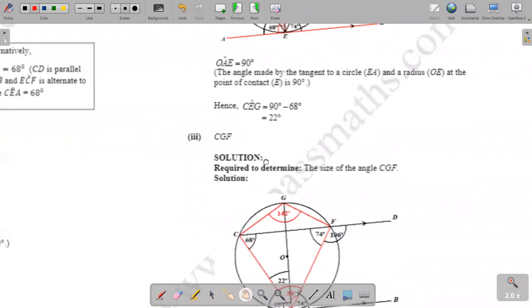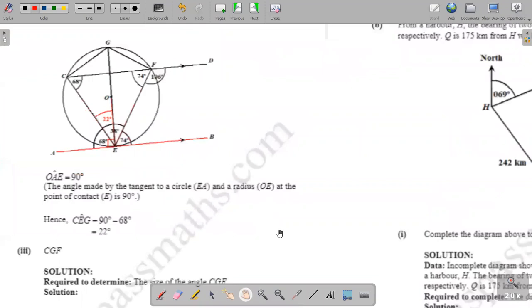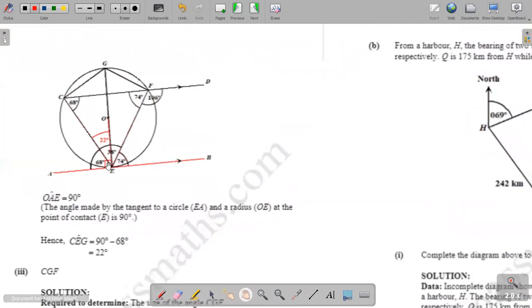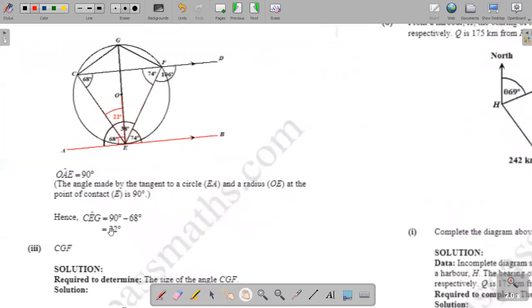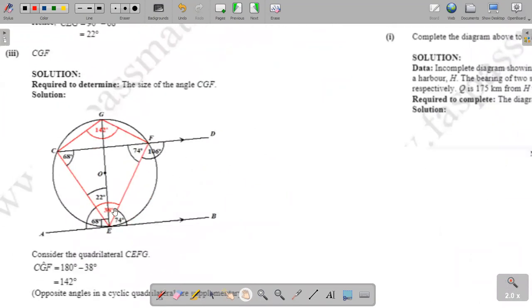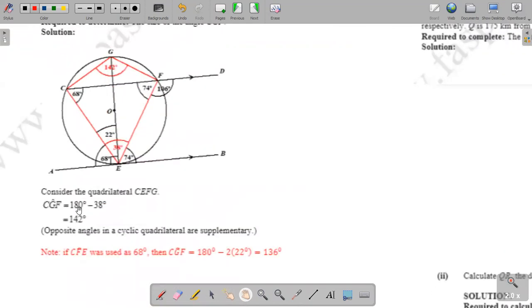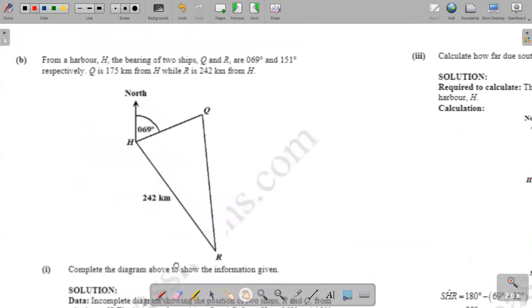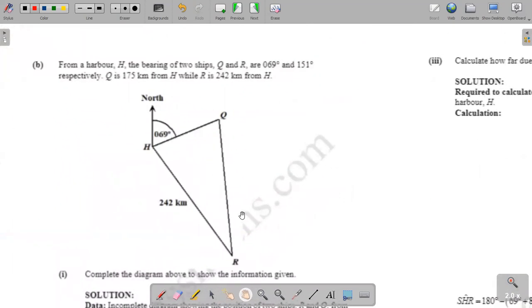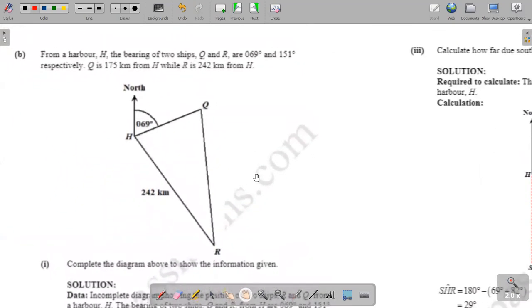All right, so that's the same thing we just did here, 90 minus the 68, look at here, 22. Same thing, opposite angles add up to 180, so 180 minus the 38, you get the 142. Same exact thing I just said. All right, so let's go into bearings. This is the last bearings question.